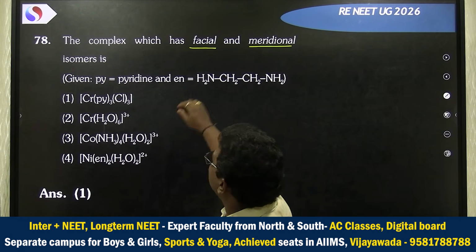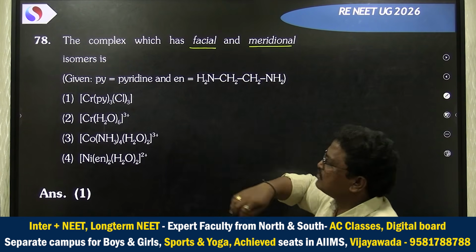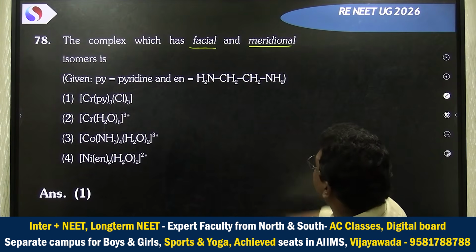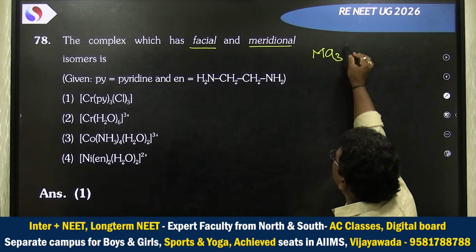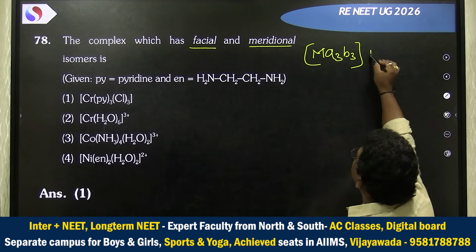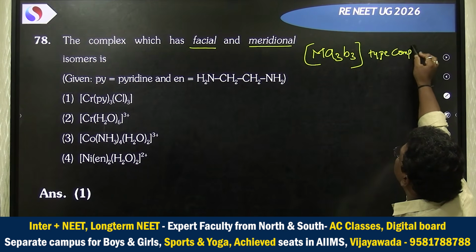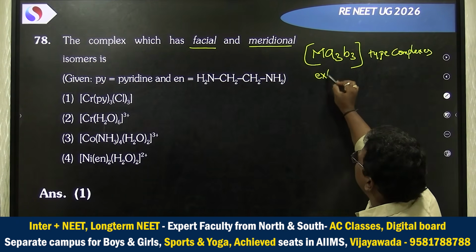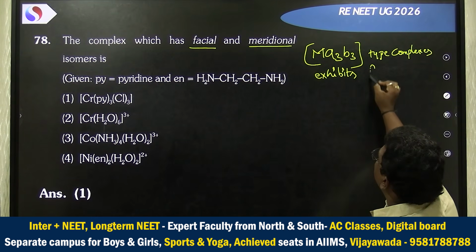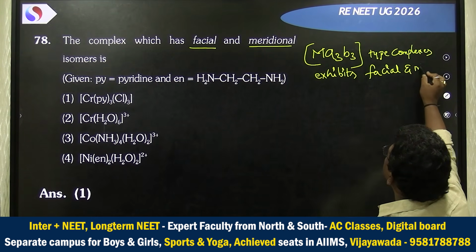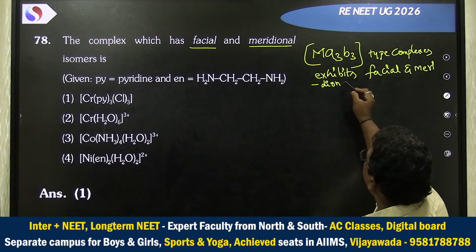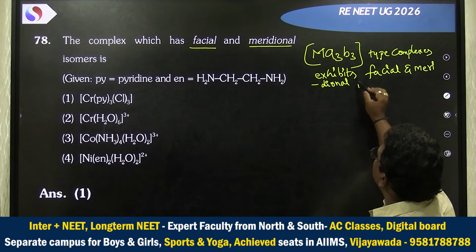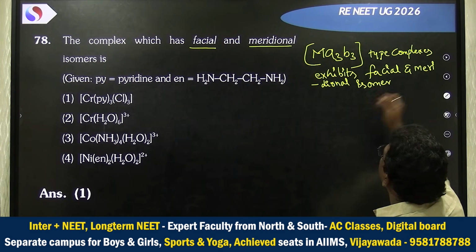So let's see, when does facial isomerism exhibit and when does meridional exhibit? Very simple. We know that complex compounds of the type Ma3b3 exhibit facial and meridional isomerism, exhibit facial and meridional isomeric structures.